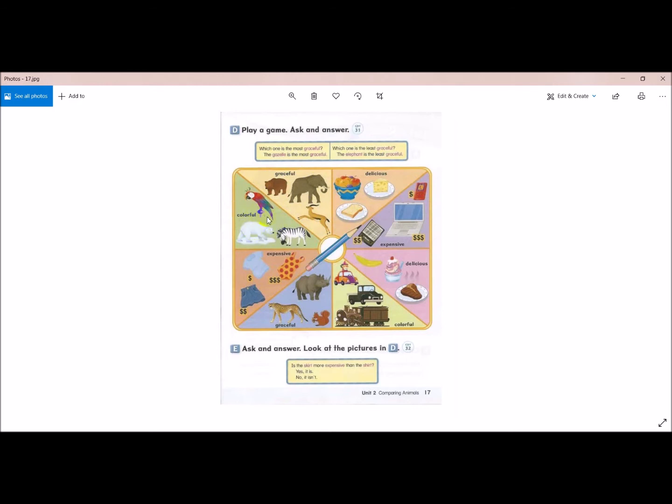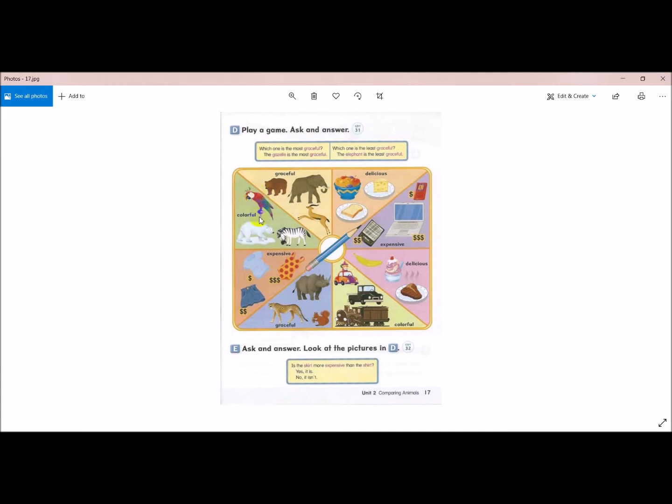Now with this picture, which one is colorful? You see how many animals here? Bird, zebra, and polar bear. They are colorful, right? But the question is, which one is the most colorful? The answer? Yes? The bird. The bird is the most colorful.